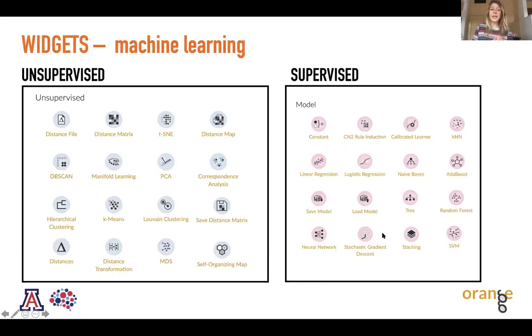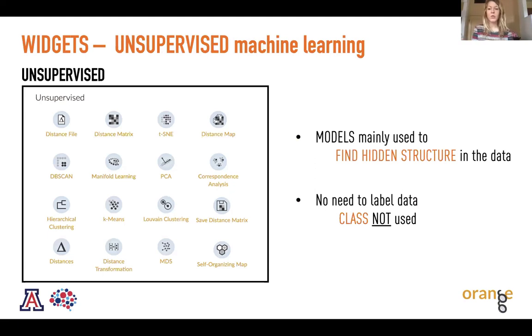For sure, another category provided by Orange is machine learning. These categories are divided into unsupervised and supervised. These widgets allow you to perform machine learning techniques on your data. The unsupervised methods, for those of you who don't know, are called unsupervised because they find a hidden structure in the data without using the class.